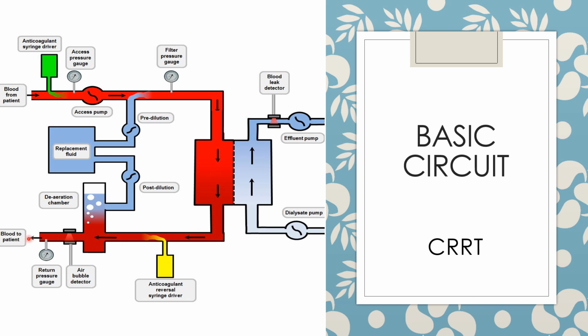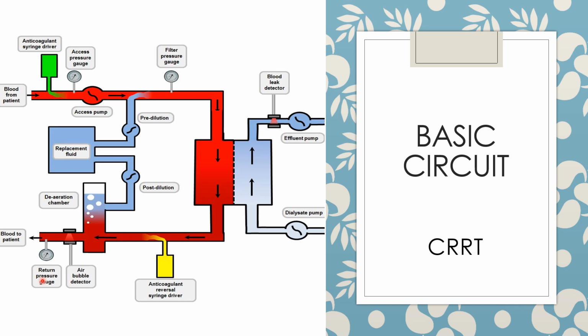Here you can see there are three pressure sensors, namely the access pressure sensor which measures access pressure, the filter pressure sensor which measures filter pressure. Filter pressure is not only helpful in calculating transmembrane pressure but pressure drop as well. And the third sensor is the return pressure sensor. I have discussed all these pressures and their utility in my previous videos.